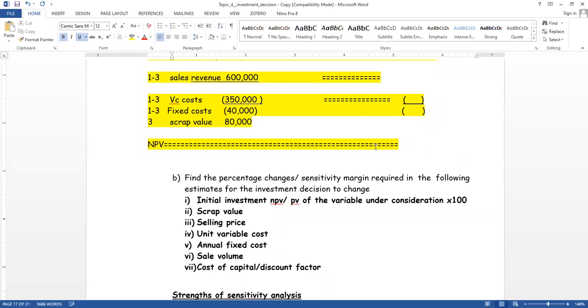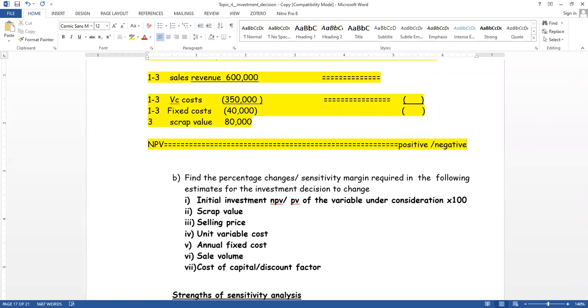Because I said conclusion, assuming that my NPV was positive here. Because there are two scenarios. You can either get positive or negative.